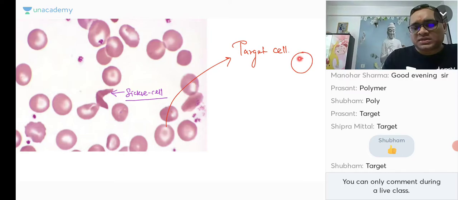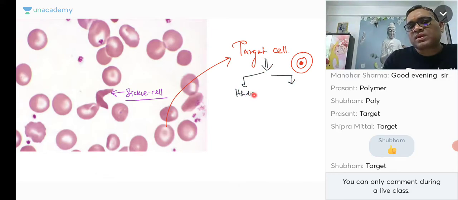When you are seeing an RBC, you should see a normal central pallor, but here there is hemoglobin in the center part. So this looks like a target, so this is a target cell. Where will you see target cells? Just remember this easy way: they will be seen in hemoglobin disorders and in nutritional anemias. Simple. Hemoglobin disorders and nutritional anemias.